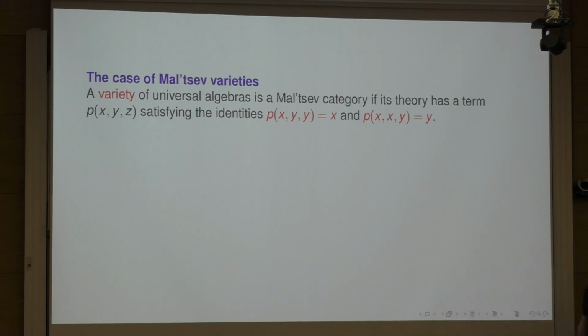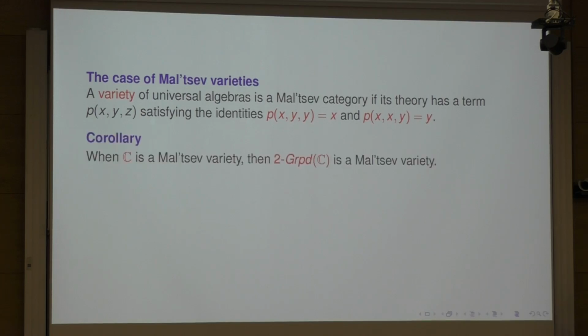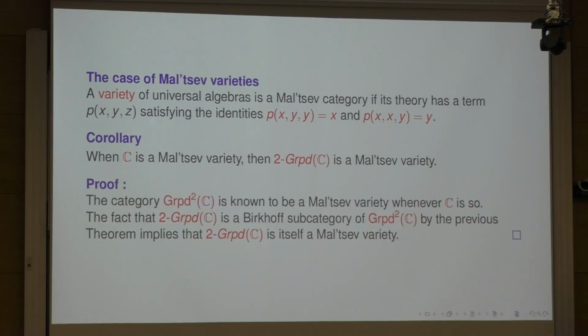So in particular, one can consider Maltsev varieties. So a variety of universal algebras is a Maltsev category if and only if it has this famous ternary term, p(x,y,z), satisfying the Maltsev identities. And when C is a Maltsev variety, then two groupoids inside C is again a Maltsev variety. And the reason is that double groupoids is known to be a Maltsev variety. We have just proved that two groupoids in C is a Birkhoff subcategory of this variety, which means it's a subvariety, so it's itself a variety of universal algebras.